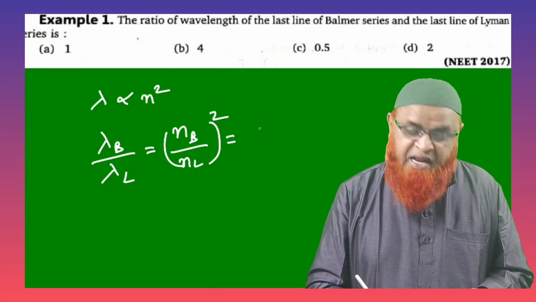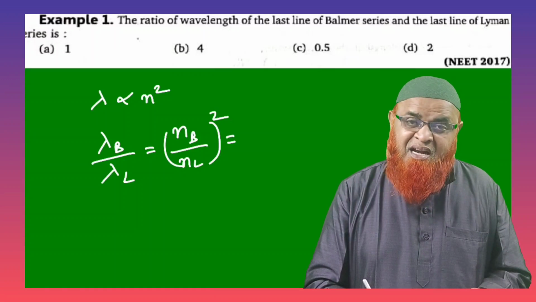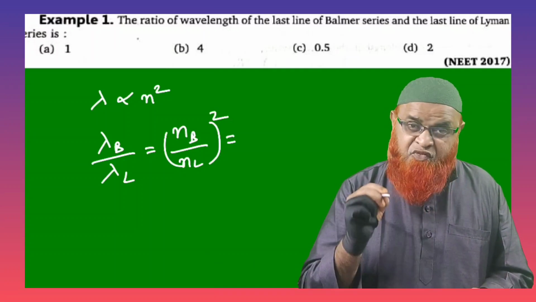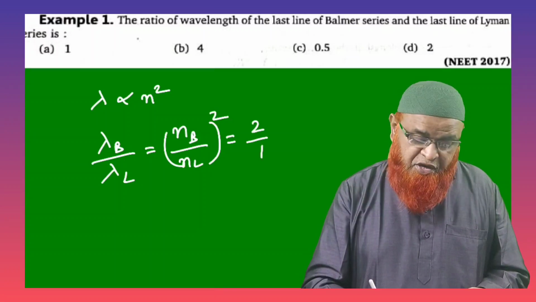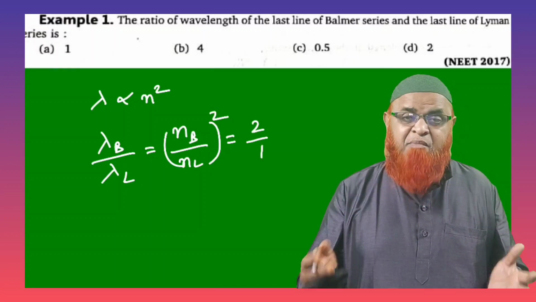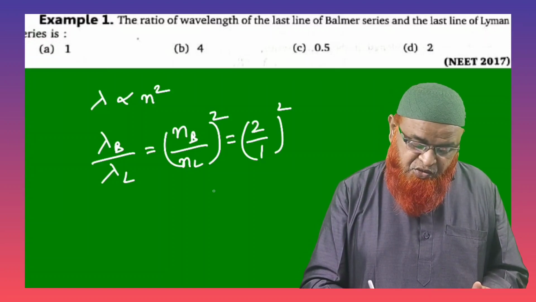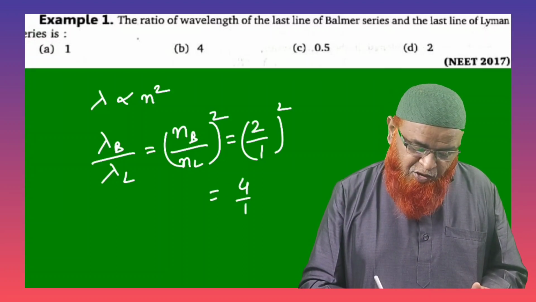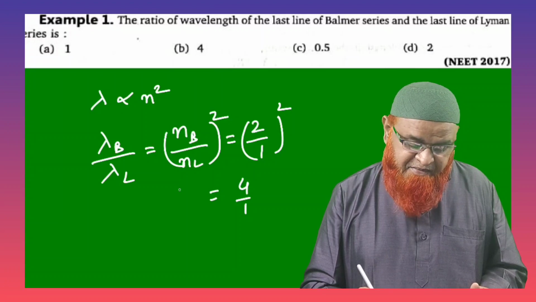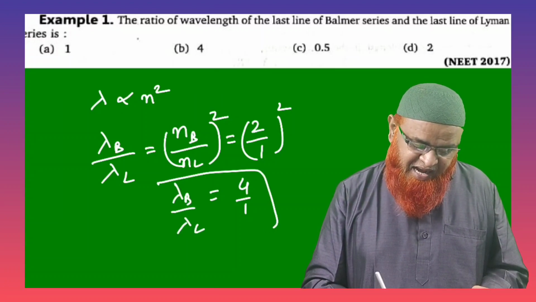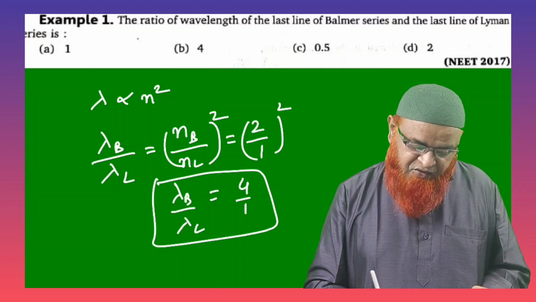And this can also be written as, you all know that Balmer is considered as second, for which the principal quantum number is going to be 2, and Lyman is taken as first, where n equal to 1 here. Then this is going to be whole square, and this can also be written as 4 by 1. Therefore lambda Balmer by lambda Lyman is 4:1 or 4 by 1.